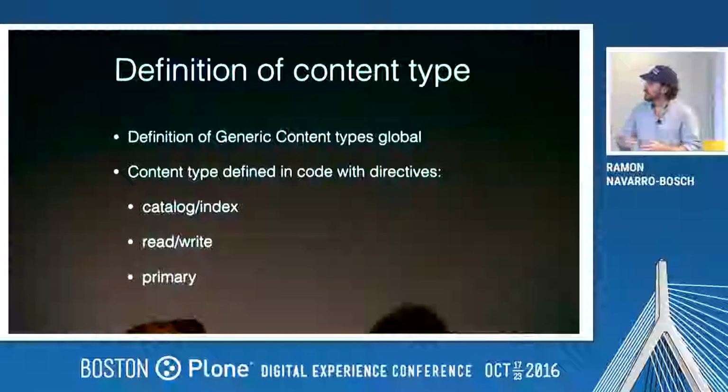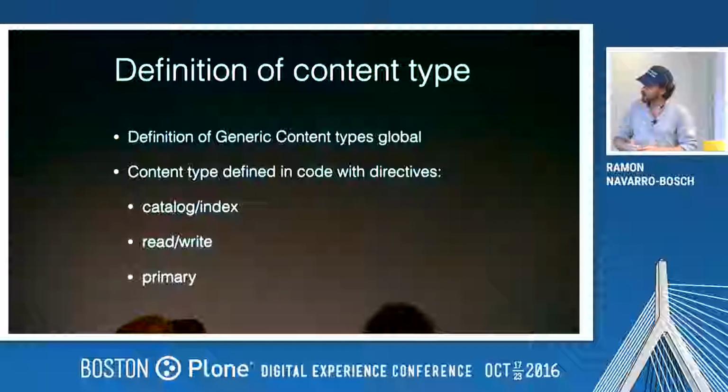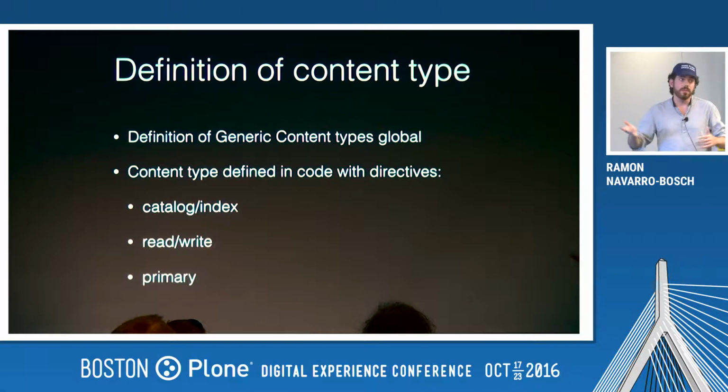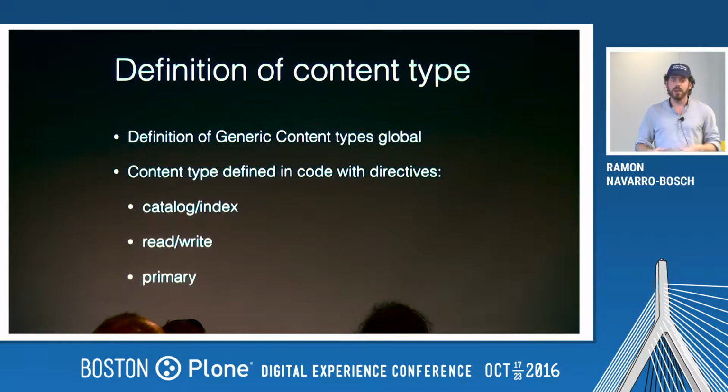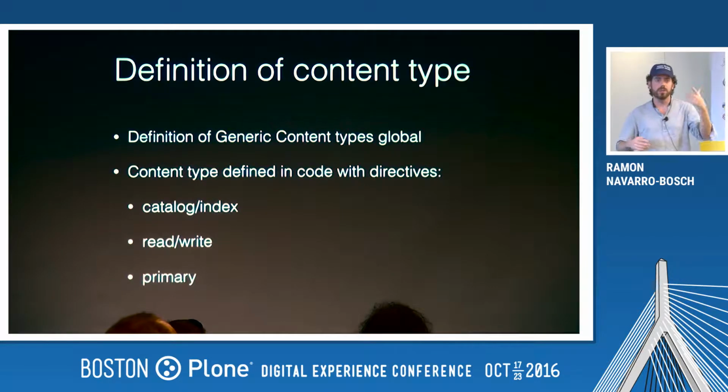So content types are global for all your application. And we defined the directives that we have on Plone to enable cataloging or indexing, read-write permissions, primary fields. Instead of having a catalog.xml that you need to install or uninstall to define which are the fields that you're going to index, we define it in the code: this field is going to be cataloged and it's going to be indexed as this kind of type. And I think I have an example.